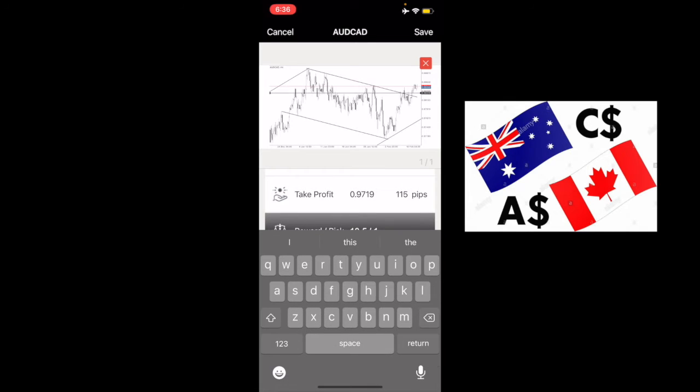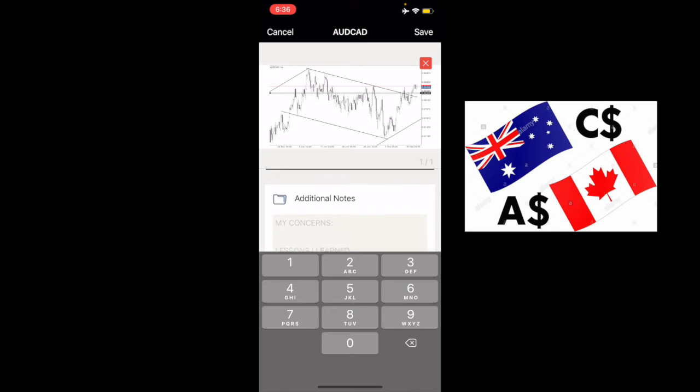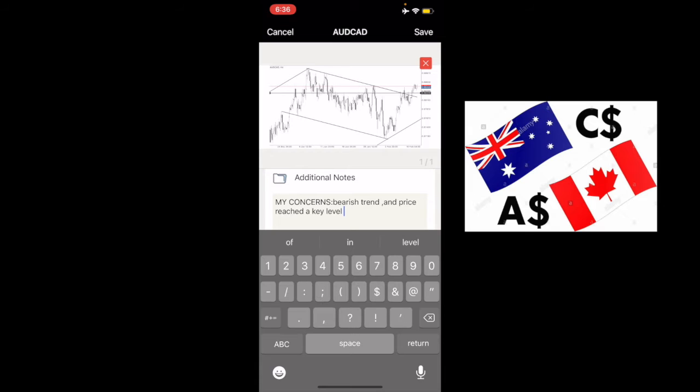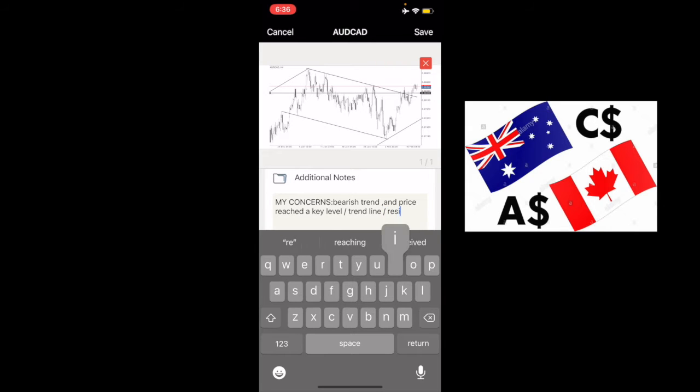My concerns, what were my concerns? Bearish trend, and price reached a key level, slash trend line, slash resistance. If you want, you can just put as many details that concern you and that made you take this trade. Then you're done with that.